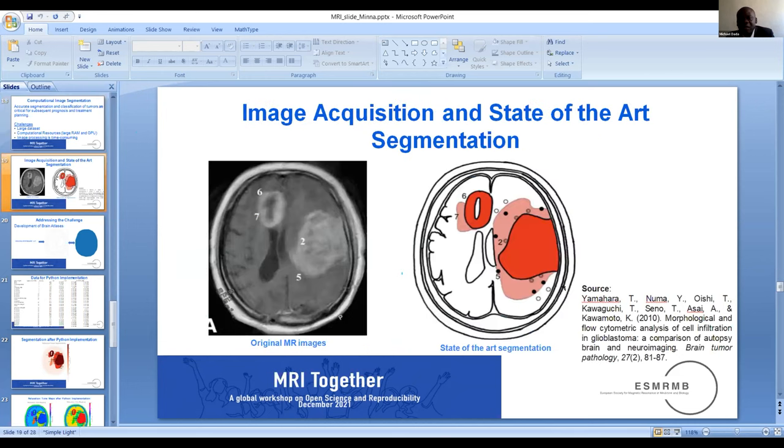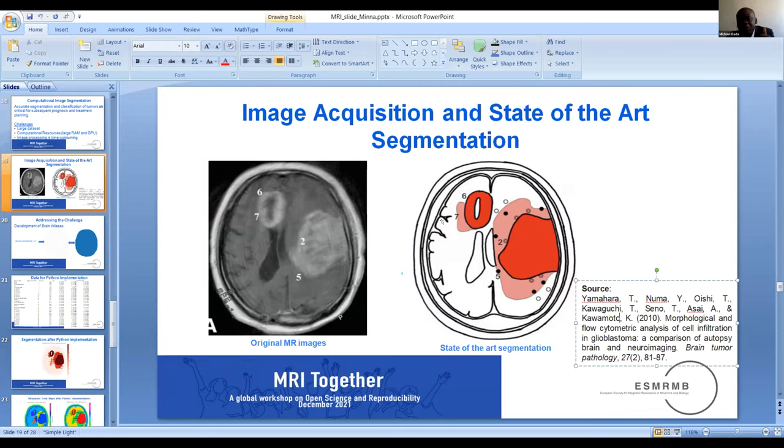In order to do that, we obtained an image from this source. And on your right-hand side, you can see the state-of-the-art segmentation that was done for this particular image. These are the regions that contain the tumor, shown in red color.